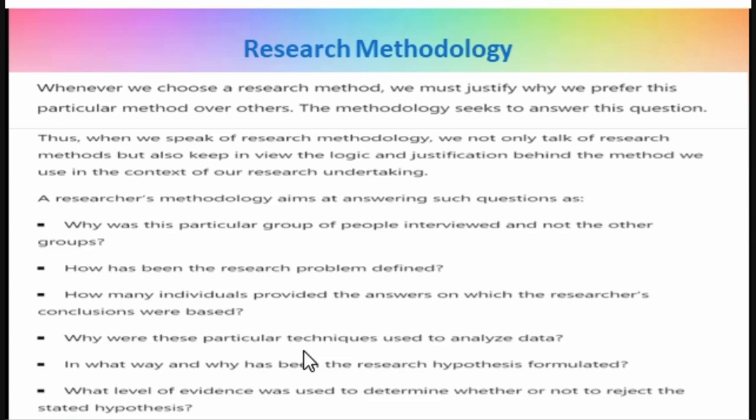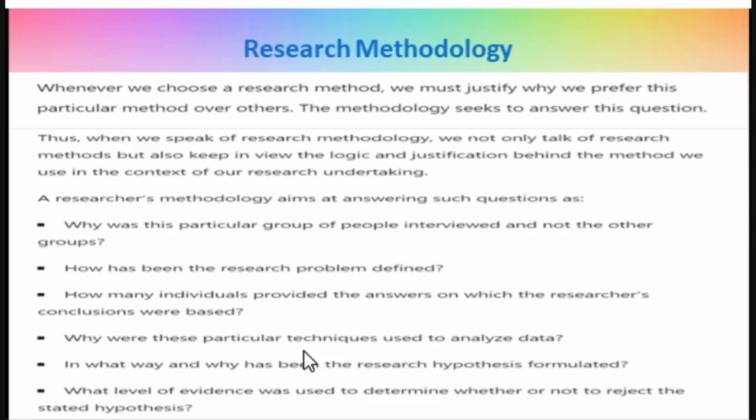That, in the broader sense, is to give the justification and rationale. That is what research methodology is all about. A researcher's methodology aims at answering questions such as: why was this particular group of people interviewed, and not the other group? Why were these people interviewed? Why didn't you go and select other people?